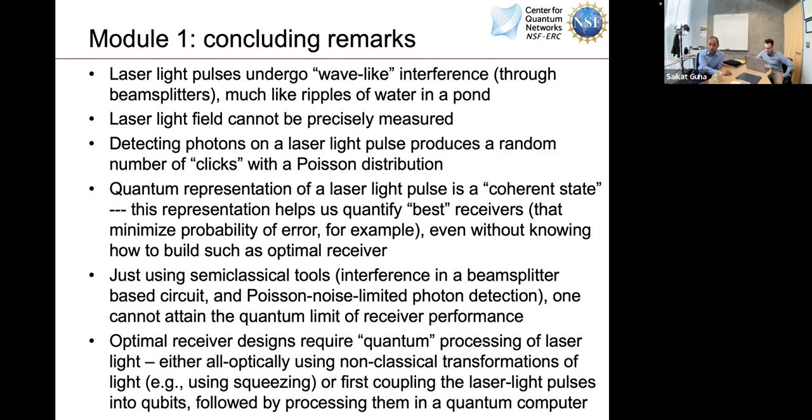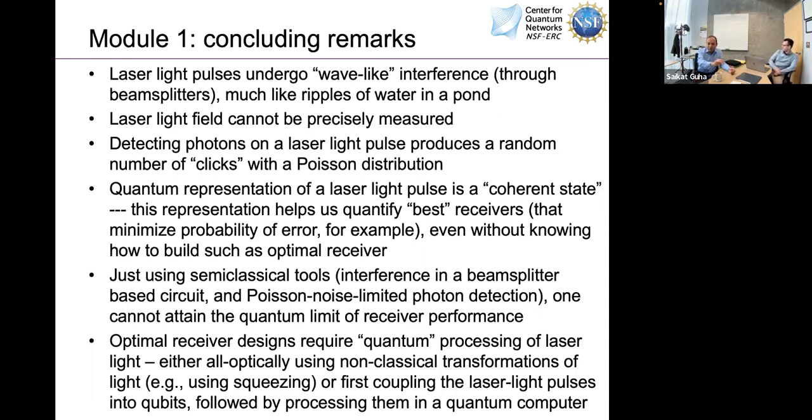Quantum representation of a laser light pulse is a coherent state, and this representation helps us quantify the best receivers, for example, those that minimize the probability of error, or maximize capacity, or minimize the estimation fidelity, even without knowing how to build such an optimal receiver.